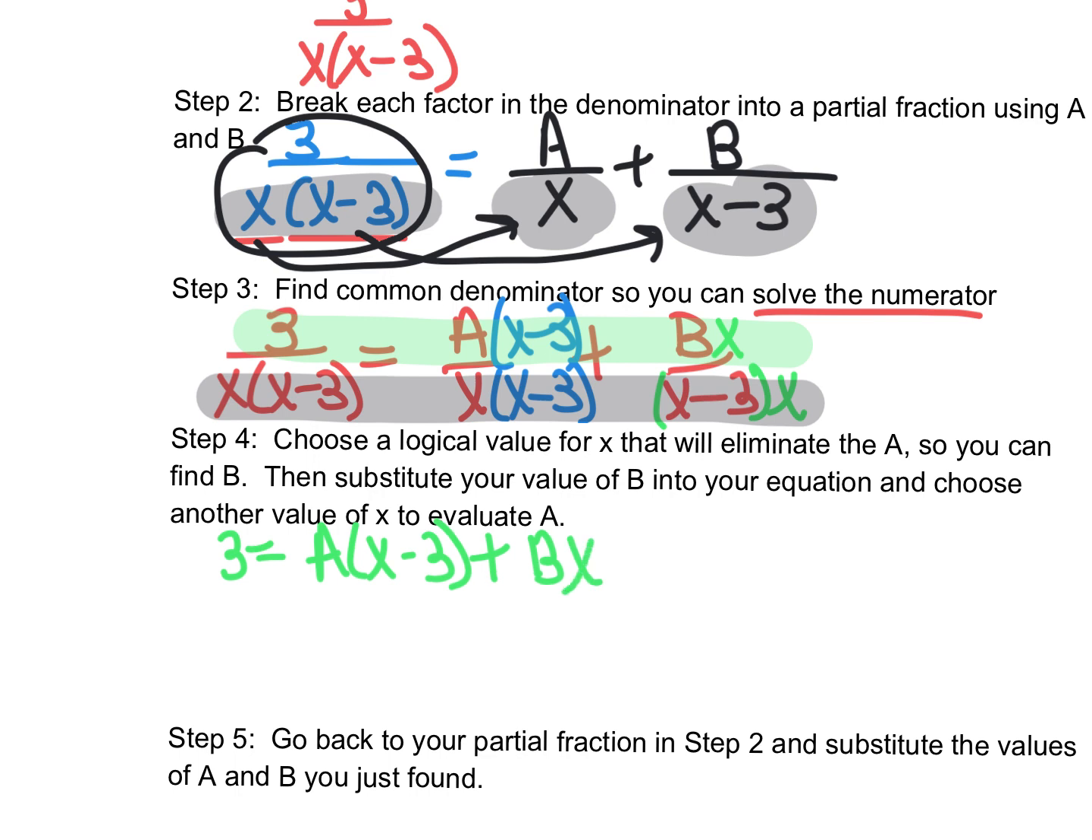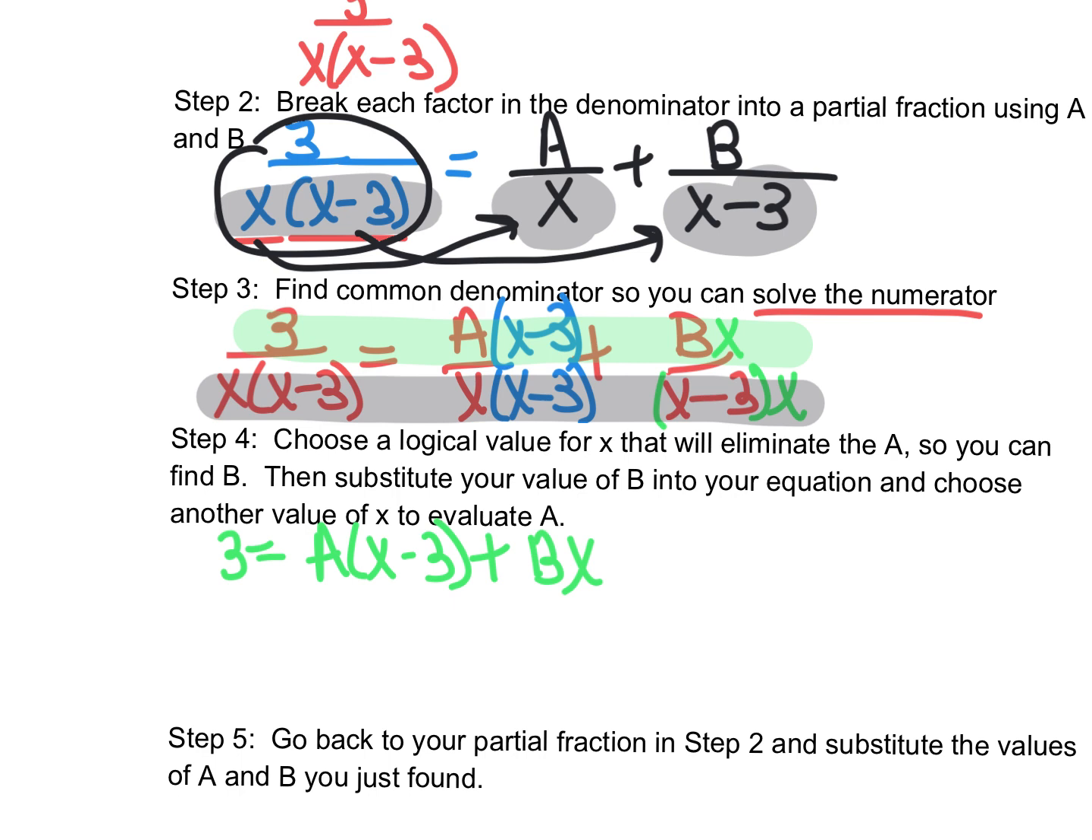And our goal is we are going to choose values of x that will allow us to figure out what a is and what b is. So it says choose a logical value for x that will eliminate a so you can find b. Okay, so step 1, let's think about what logical value we would use for x.